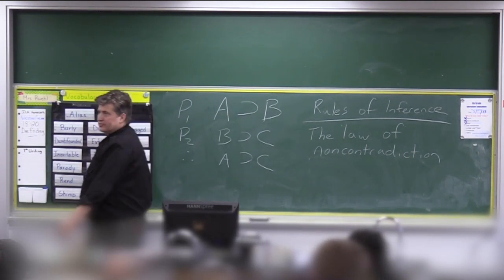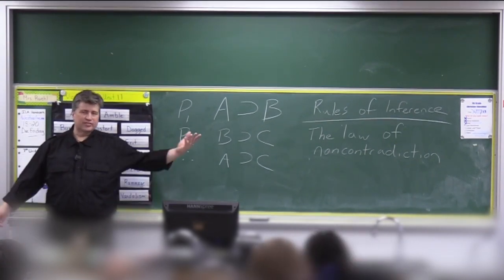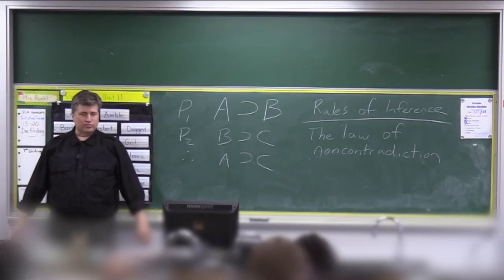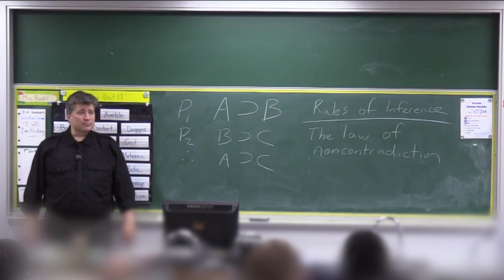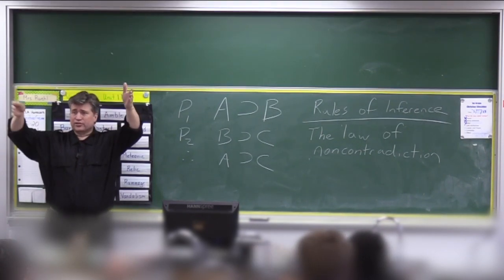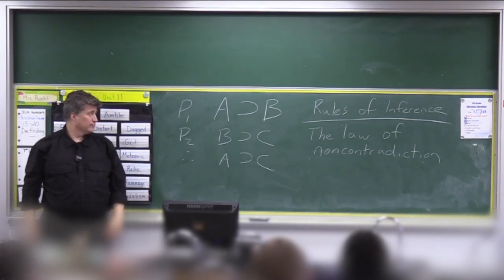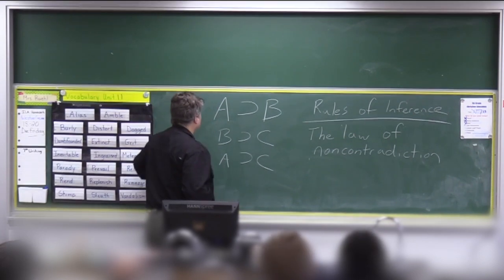It's just, write if A then B, if B then C, therefore if A then C. It's basically just cutting out the middle of your causal chain. Your hypothetical syllogism is that if you're given if A then B, and then you're given if B then C, then you can conclude if A then C. That's what we're going to talk about next, the law of non-contradiction.